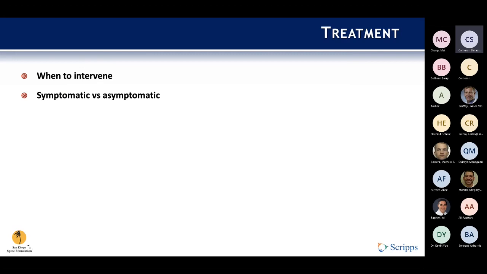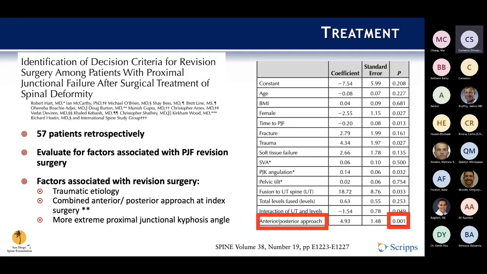So, when to intervene and when to treat asymptomatic versus symptomatic. You have to understand the implications of this before you jump into any type of surgery. But here's a 2013 multi-center study. They wanted to see what characteristics are associated with revision surgery. In their patients, they had 57 patients, 27 of them underwent surgery within 6 months of their index procedure, and they wanted to look further into that.